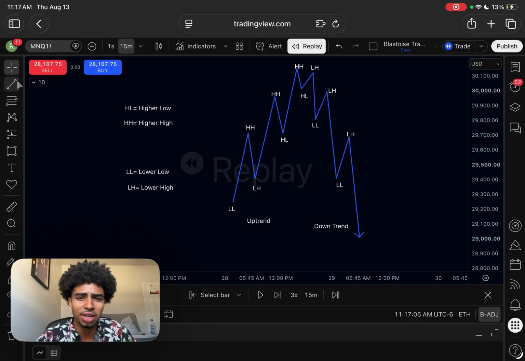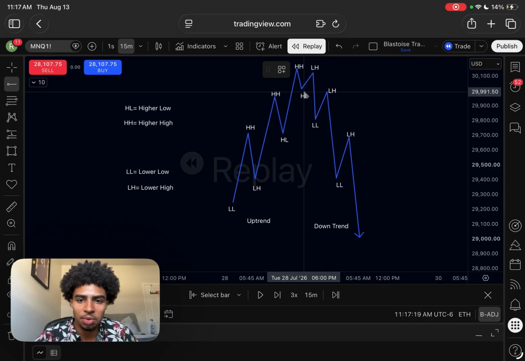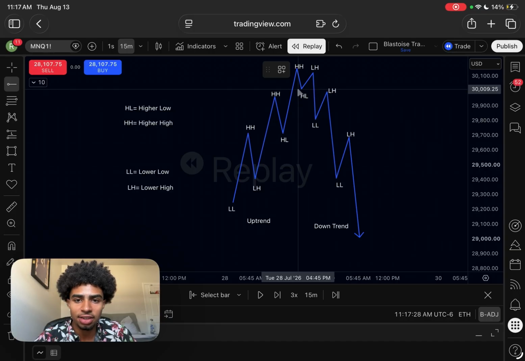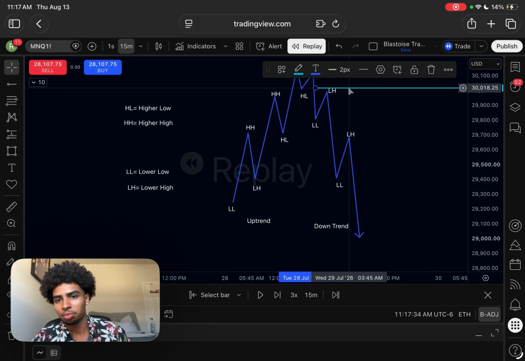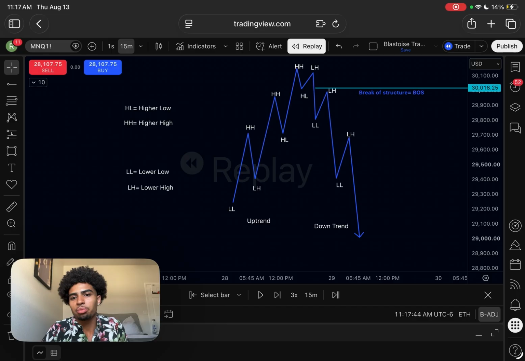Okay, what is a break of structure again? A break of structure is where we have our higher highs and higher lows, and then we have our lower highs and our lower lows. Why is this a lower low? Because when we had this higher low, and price closes below the body of the higher low, that will be considered a break of structure when price closes right here. Okay, break of structure. And what can we get from this break of structure? Price is probably going to continue down.